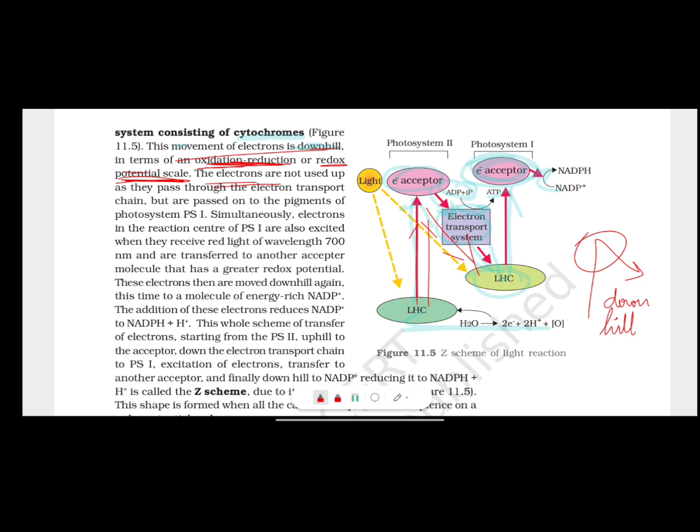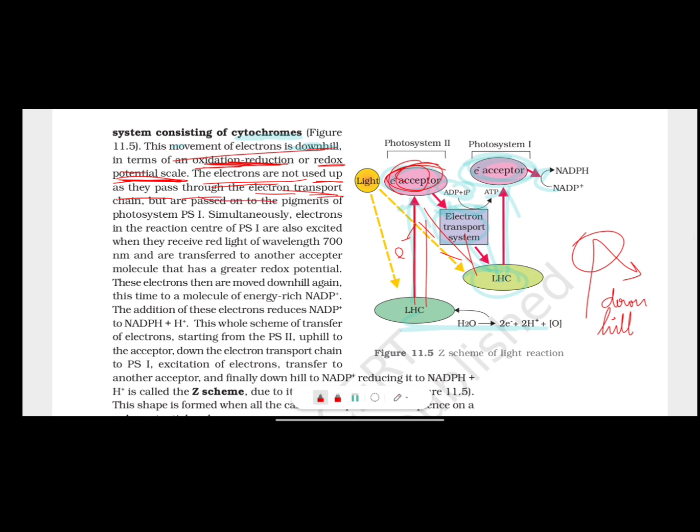The electrons are not used up as they pass through the electron transport system. The electrons are accepted by the electron acceptor, and then they get transferred into the ETS, the electron transport system, and in the system no electrons are used. But they pass on to the pigments of PS1. Where is PS1? Over here.